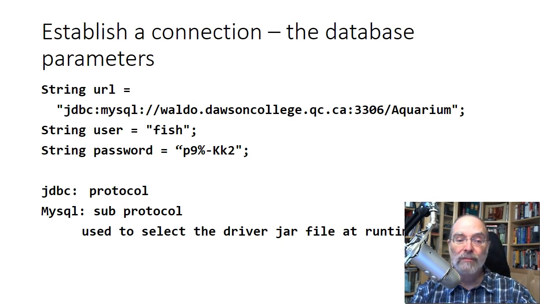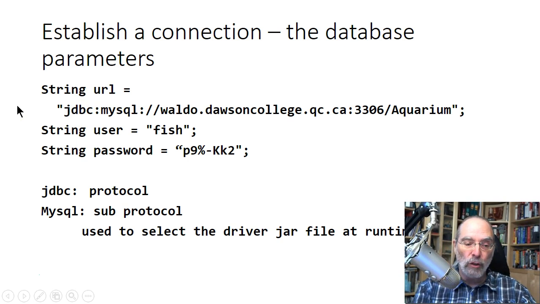So let's begin. First thing we need to do is establish a connection. So here we see a connection, and I should tell you that the Waldo server no longer exists, so don't try and run this on your own. The first thing we need is what's called the URL. We need the address of our database.